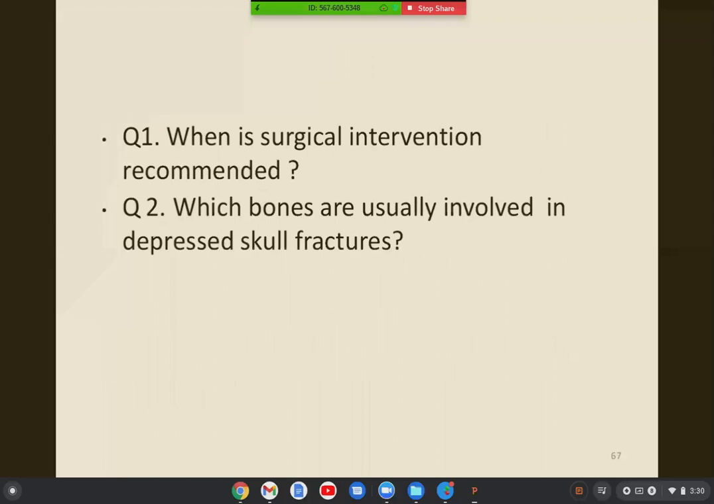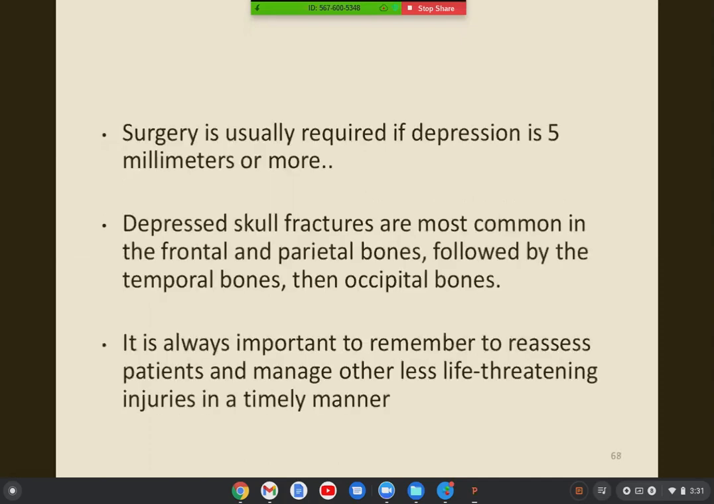Questions which should come to your mind are: is surgical intervention recommended, and what are the usual bones involved in depressed skull fractures? Remember that surgery is usually required if the depression is 5 mm or more. And depressed skull fractures are most common in frontal and parietal bones, followed by temporal and occipital bones. You have to always reassess these patients and manage other life-threatening injuries in a timely manner once you have anticipated the need for surgical intervention.